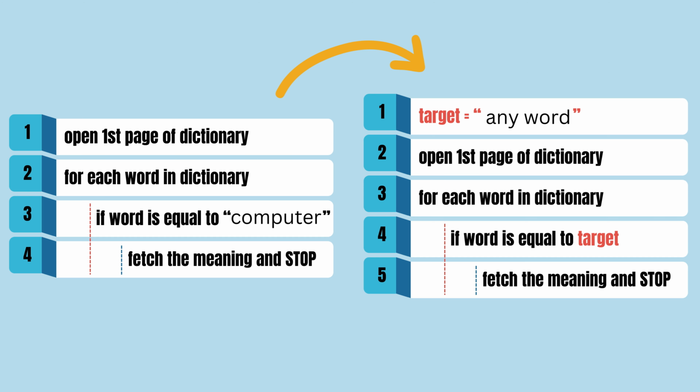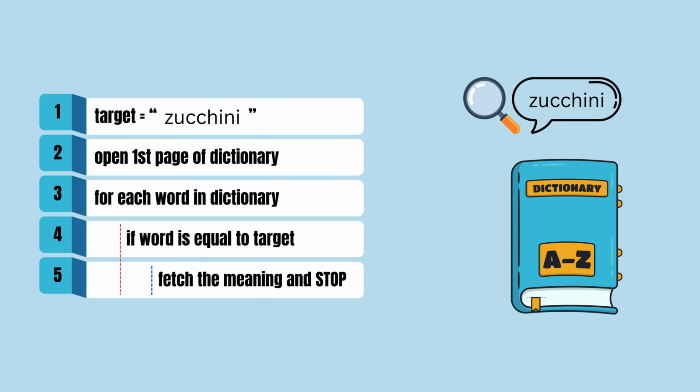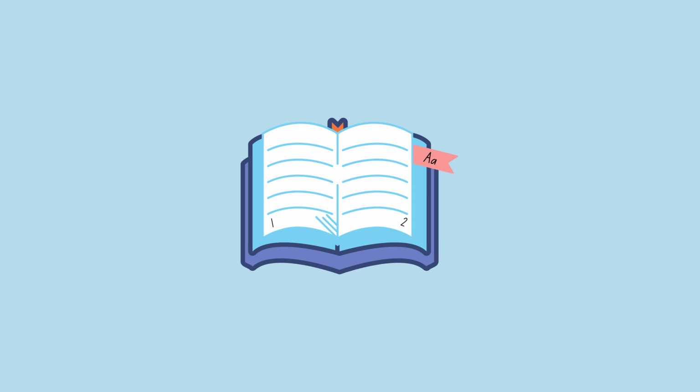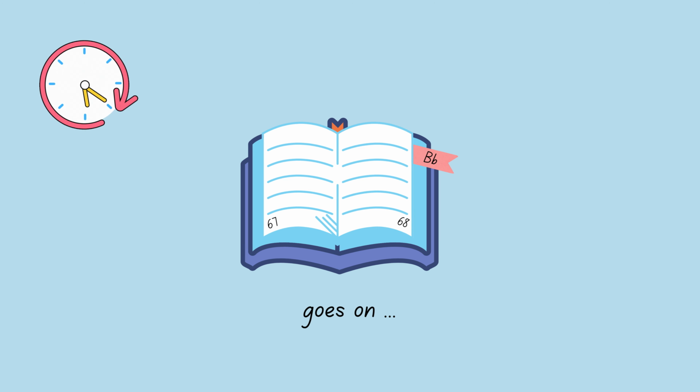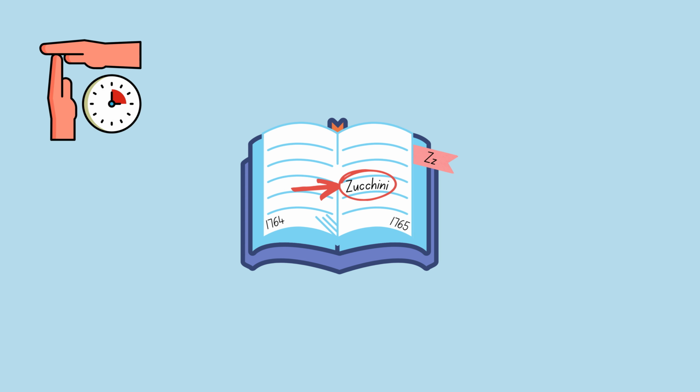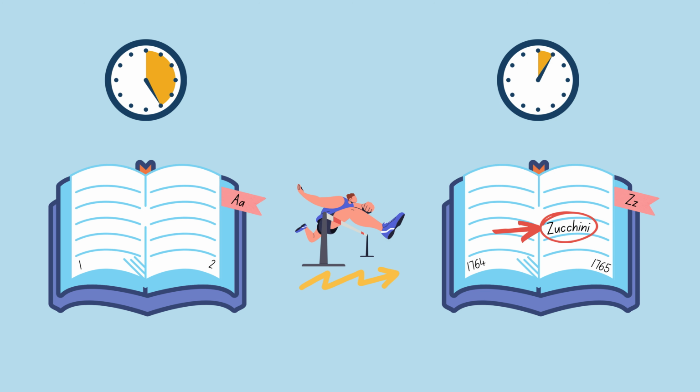This new algorithm works perfectly and produces the results we expected, but is this the most optimal way to get these results? If the target word is zucchini, we have to start from the first page and go word by word all the way from A, B, C, D to Z to be able to find zucchini at the end of the dictionary. Pretty time-consuming, huh? Wouldn't it be more optimal if you could just jump straight to category Z and search there for zucchini? A lot of time would be saved that way.